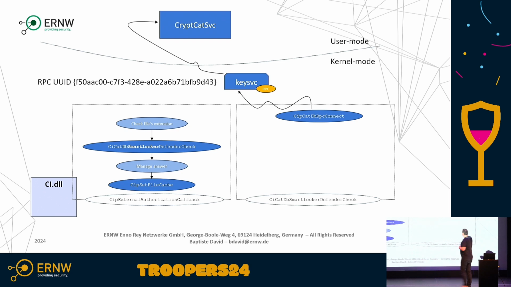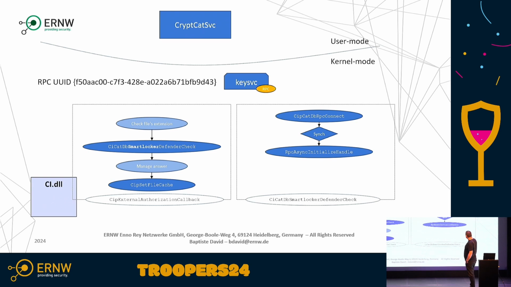This one first starts by making a connection, an RPC connection. RPC, remote procedure call, is just a way to do inter-process communication, a very convenient way to execute a function in another process, which has been used for decades by Microsoft. So the goal is to connect to an interface which is called key SVC, and that's the UID of this RPC interface. When we look in the system for which process has that, it's a service which is called the cryptcat service. Okay, good. So the first step is to make the connection.